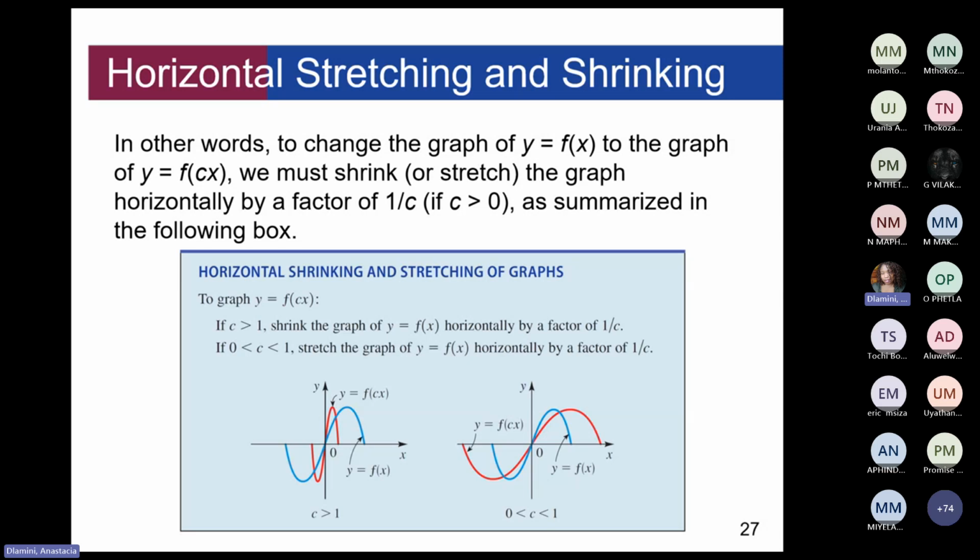So we still assume c is greater than 0. If c is greater than 1, it means that we have shrunk the graph. That is, we shrink the graph of the parent function horizontally by a factor of 1/c. Is it entering, guys? Yes, ma'am.